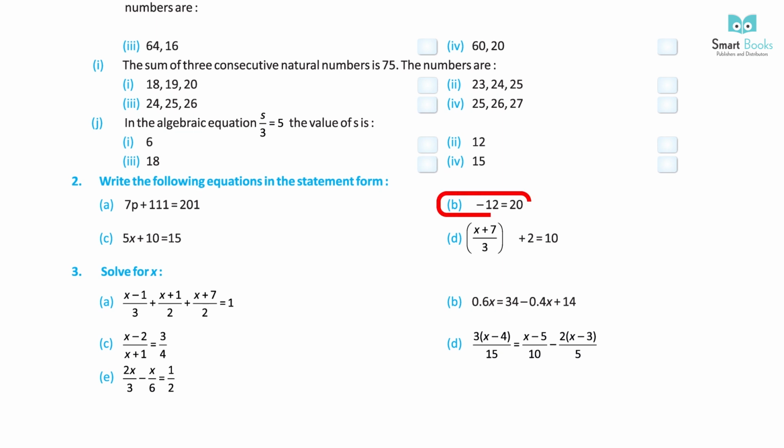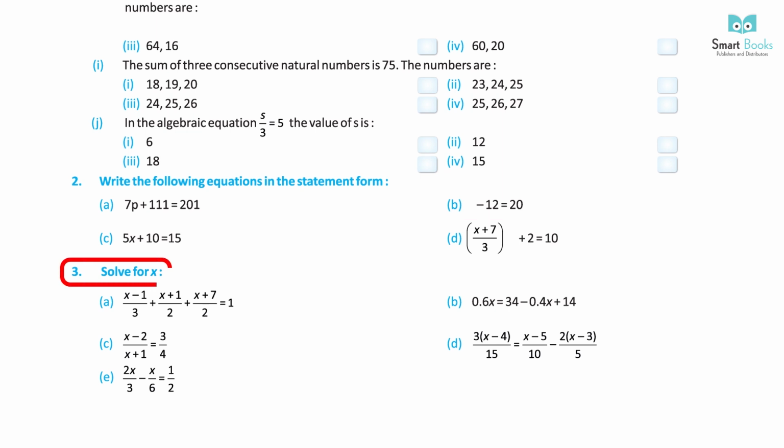B. Minus 12 equals 0. A number subtracted by 12 gives 20. C. 5x plus 10 equals 15. Solution. 10 added to 5 times x gives 15. D. x plus 7 upon 3 plus 2 equals 10. Solution: 7 is added to x, then divided by 3 and 2 more is added, equal to 10.